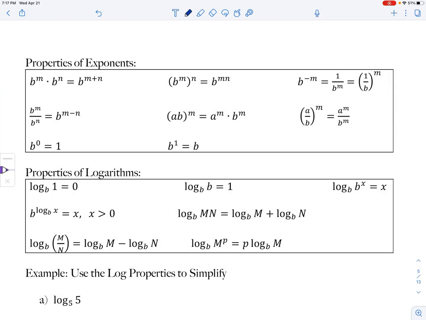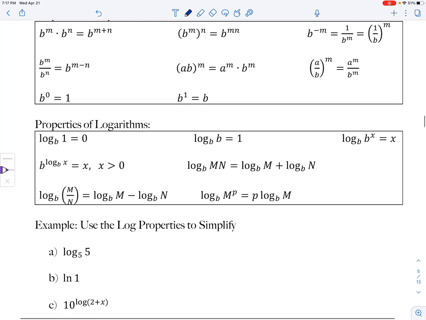Okay, so this is the third and last video on our review of exponential and logarithmic functions, as well as solving exponential and logarithmic equations. The two tables that I have here first, the properties of exponents and properties of logarithms, please review those and know them.